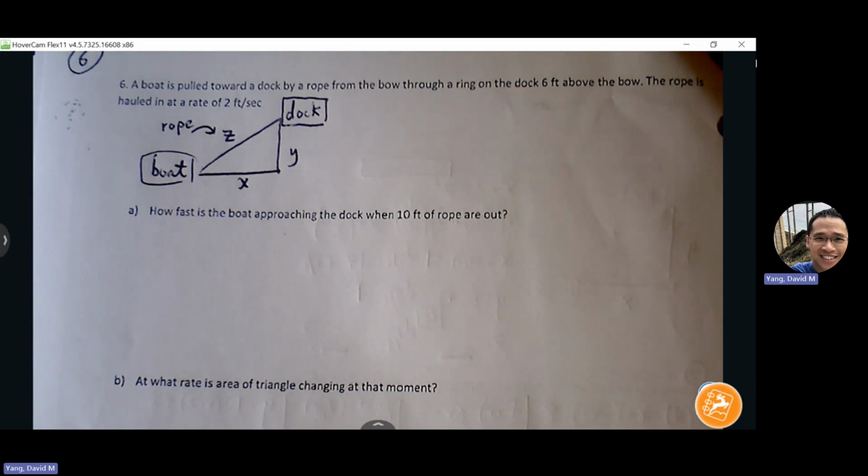So we have a boat that's pulled toward a dock by a rope. The dock is 6 feet above the boat. And the rope is being hauled in at a rate of 2 feet per second. Okay, Pythagorean theorem here.